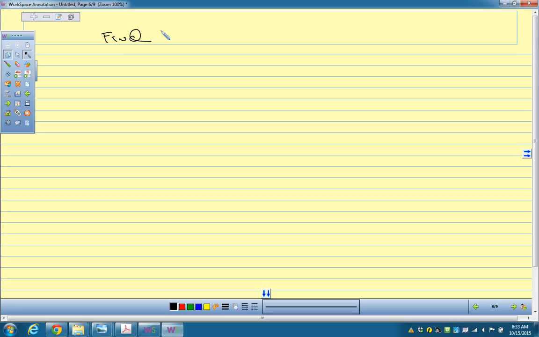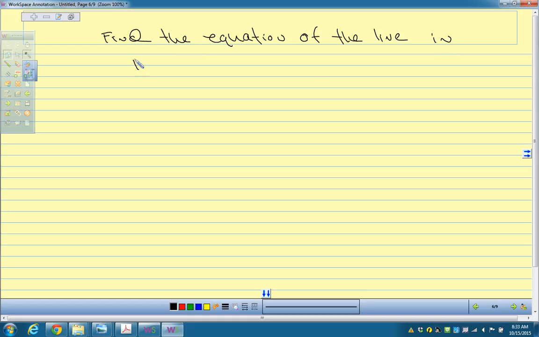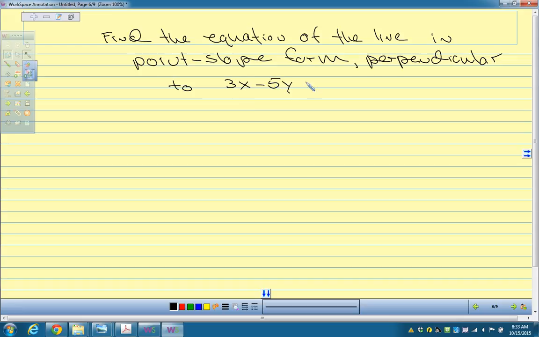Find the equation of the line in point slope form perpendicular to 3x minus 5y equals 6, passing through -4, -7, okay? I know that's not how you spell through, but it's shorter.